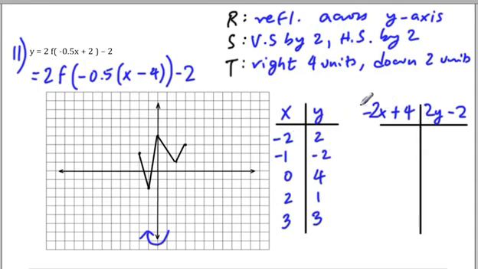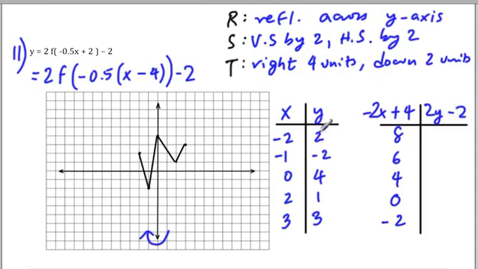So negative 2 times negative 2 is positive 4. 4 plus 4 is 8. Okay. Negative 1 times negative 2 is positive 2. 2 plus 4 is 6. 0 plus 4 is 4. 2 times negative 2 is negative 4. Negative 4 plus 4 is 0. And 3 times negative 2 is negative 6. And negative 6 plus 4 is negative 2. Okay, so we got that.